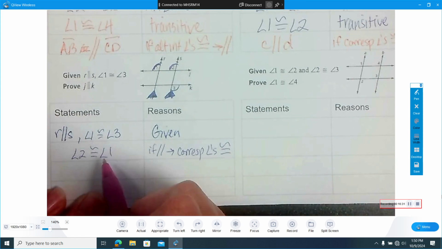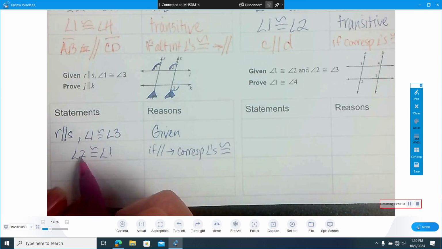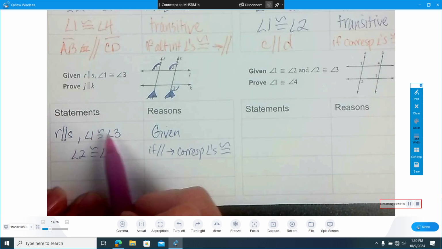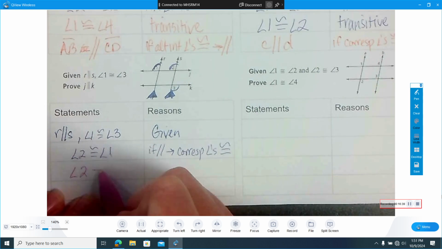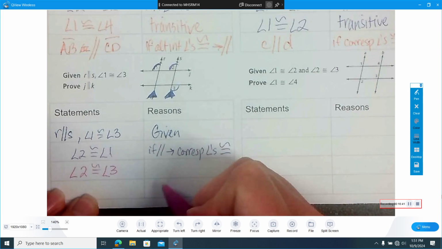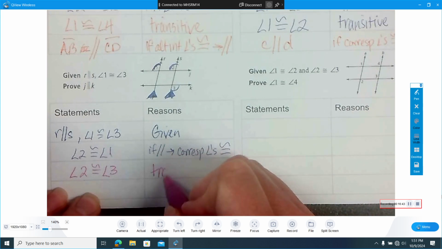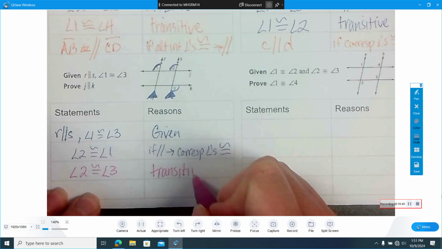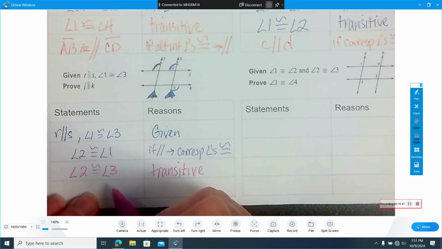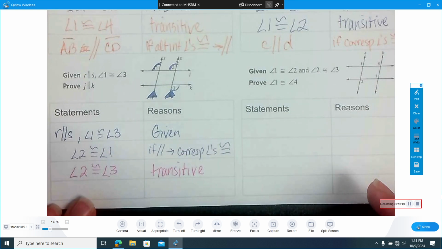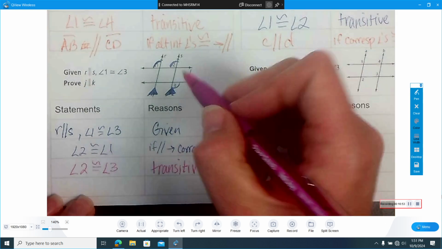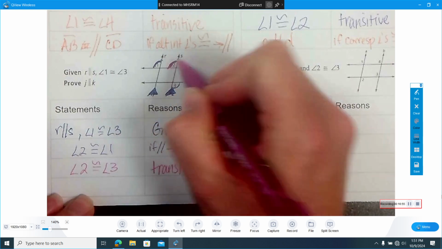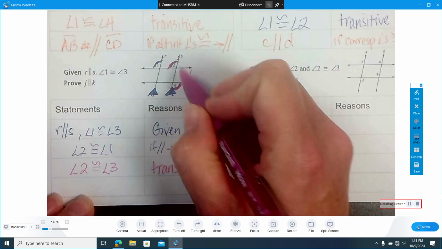If 2 is congruent to 1 and 1 is congruent to 3, what can we do? Angle 2 is congruent to angle 3 by what property? Transitive. Transitive property of congruence. What its formal name is called. Transitive property of congruence. Isn't that a mouthful? Now, 2 is congruent to angle 3.